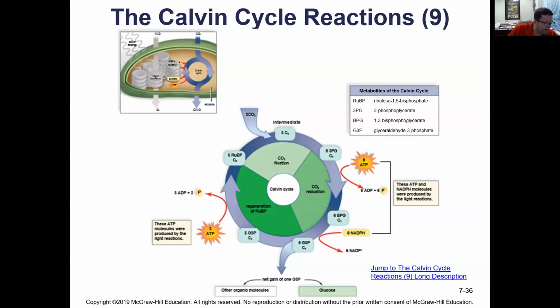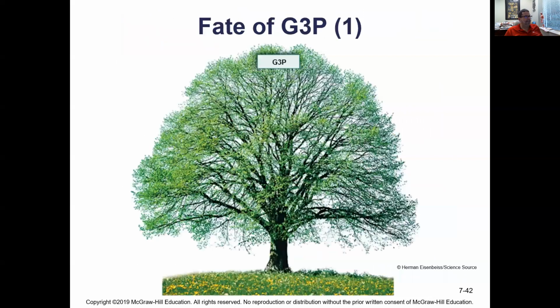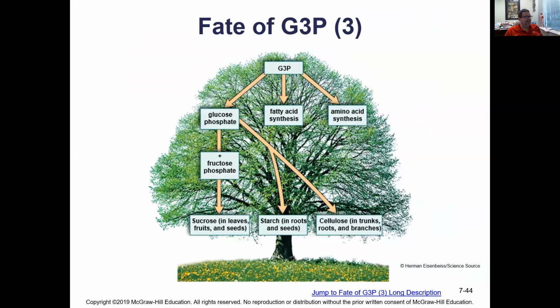What is it? One G3P, which is our glyceraldehyde 3-phosphate. Two of them stick together to make a glucose. And then the other thing that's cool is plants can then use this to make all kinds of sugars, fats, amino acids, and starch, cellulose for the structural parts, branches, roots and stuff, and then sucrose in the leaves, fruits, and seeds. So they make all their sugars using that.